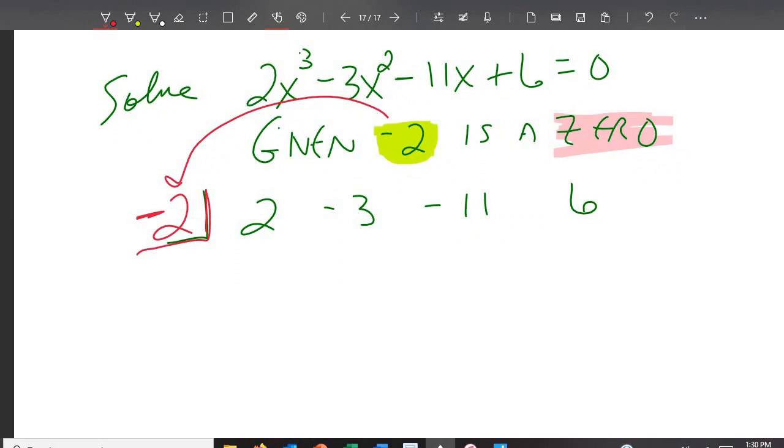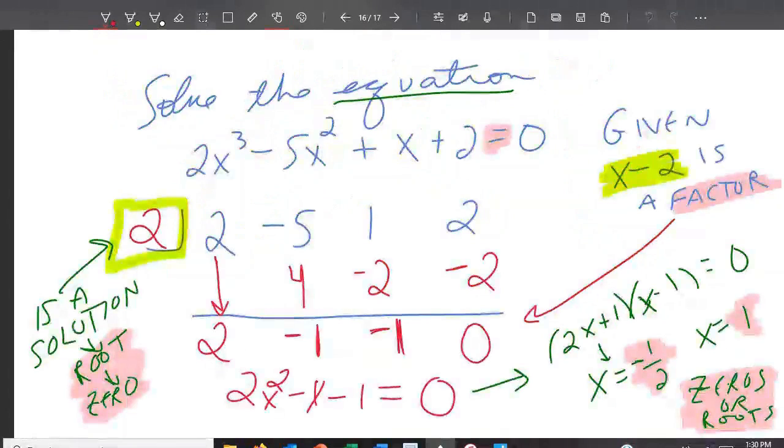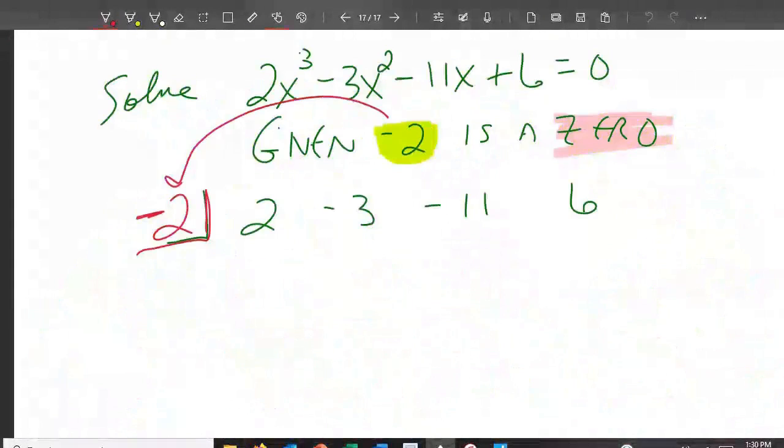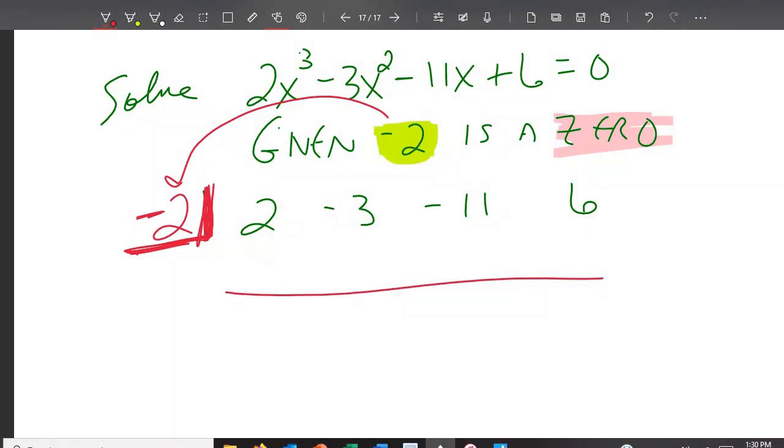Let me back up and show you. See over here, the number that was here is a solution, which is also the same thing as a 0. So it's telling me something's a 0, so that's what's going to go here. So know the difference between being given a factor and being given a 0. The 0 is the number you use. If it's a factor, you change the sign of the number. But anyhow, let's go do this one.